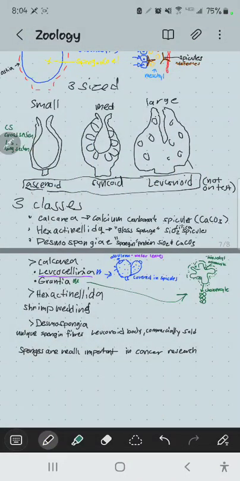Continuing on with reproductive isolation today.